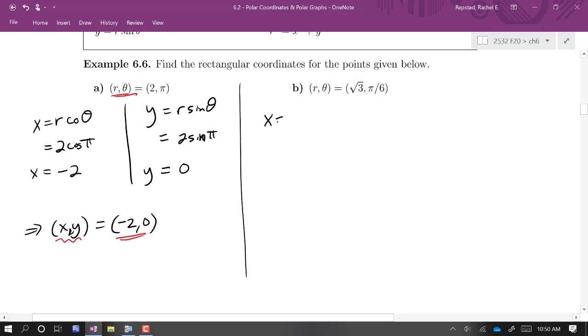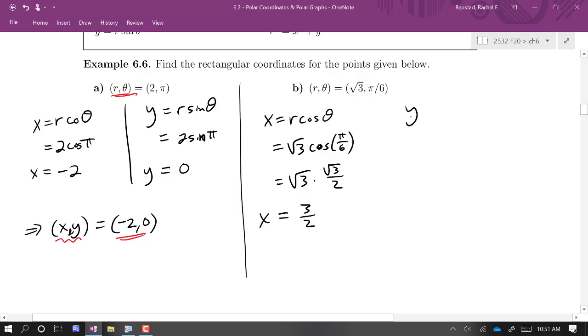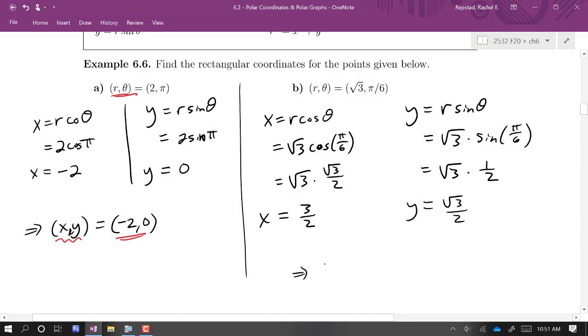In part B, x is r cosine theta. So that is √3 cosine of pi over 6. Cosine of pi over 6 is √3 over 2. And so we get an x coordinate of 3/2. Y is r sine theta, so that's √3 times sine pi over 6. Sine pi over 6 is 1/2, so we get √3 over 2. And that means that our rectangular coordinates are 3/2, √3 over 2.